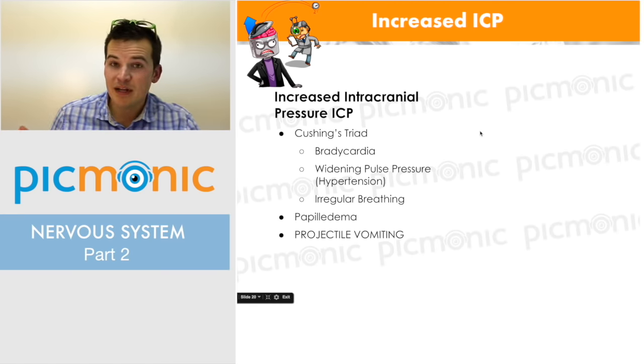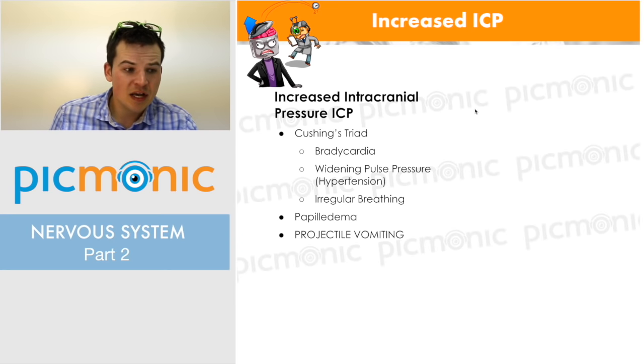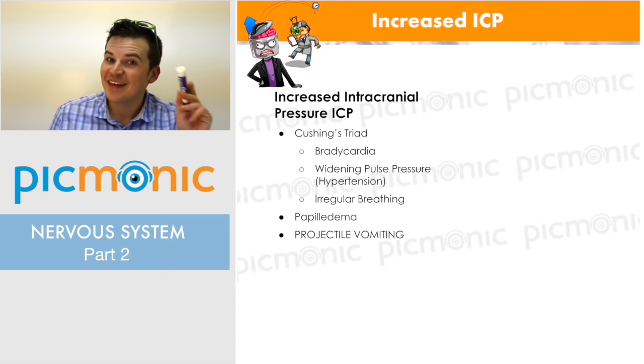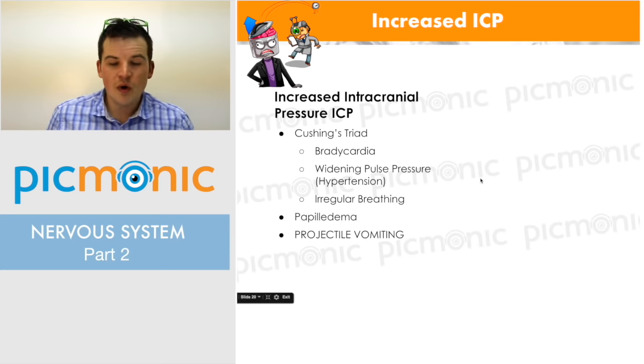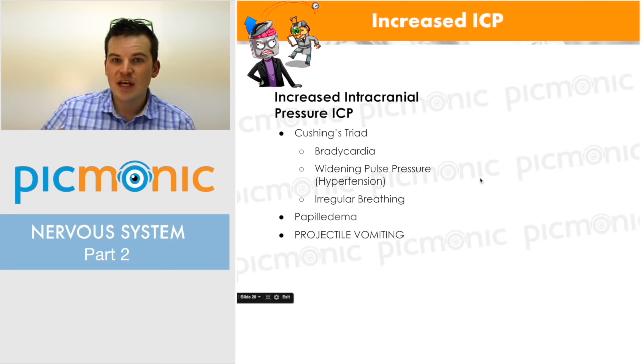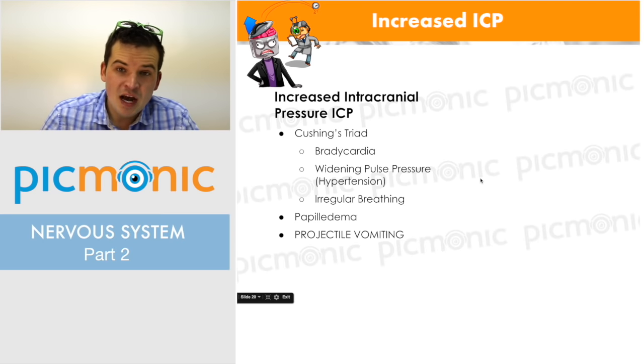And what do we actually know about intracranial pressure? Intracranial pressure is basically an increase in pressure in the cranium. I got you there, didn't I? Yeah. Teaching you good things. So what do we look for? Well, the big thing we look for is called Cushing's triad.